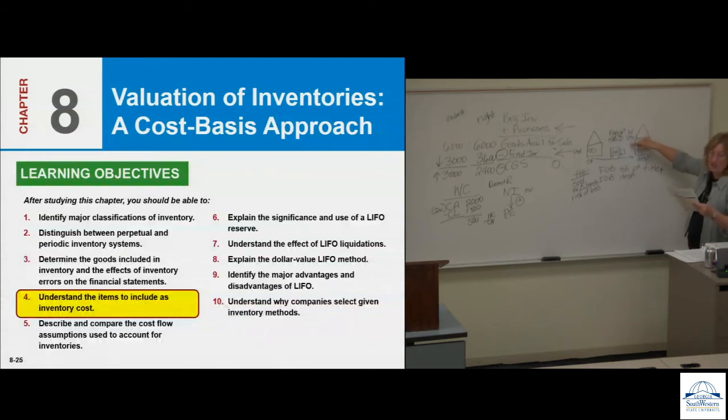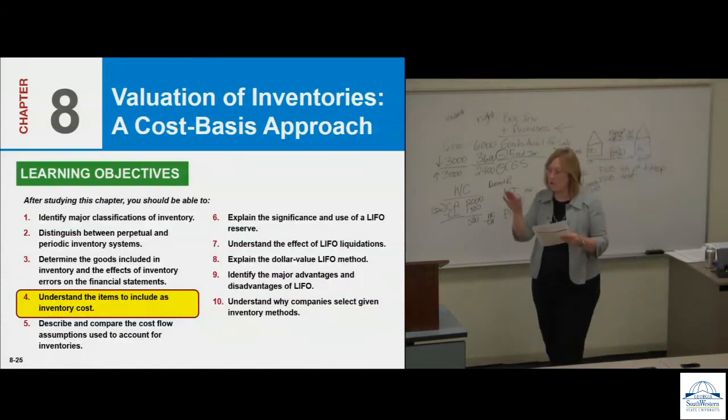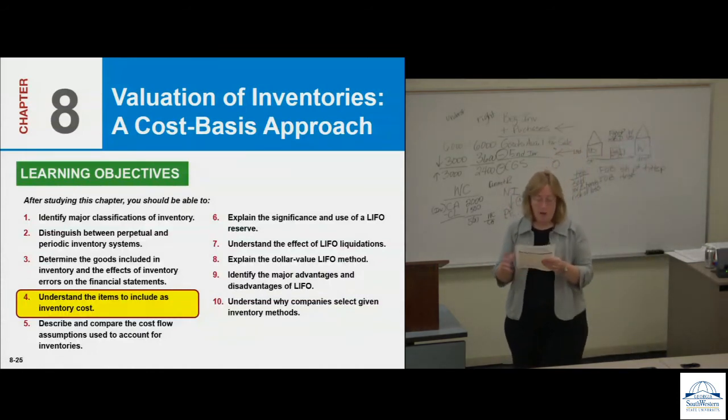Do you see how it gets confusing? This is us purchasing the goods. All right. FOB destination. When are they ours? When they get to us. So they're not ours yet, right? That's an X. They don't go on our balance sheet.